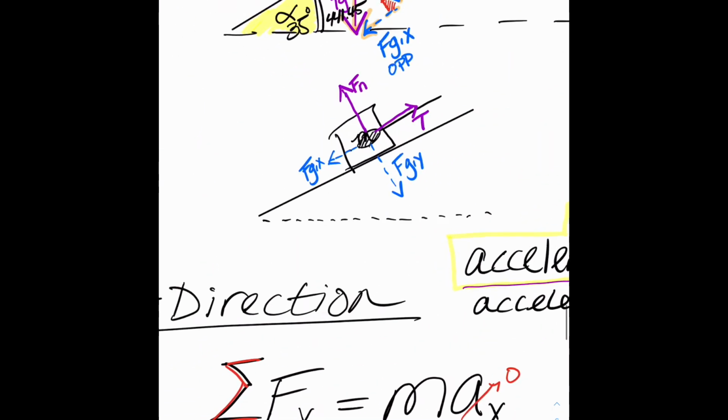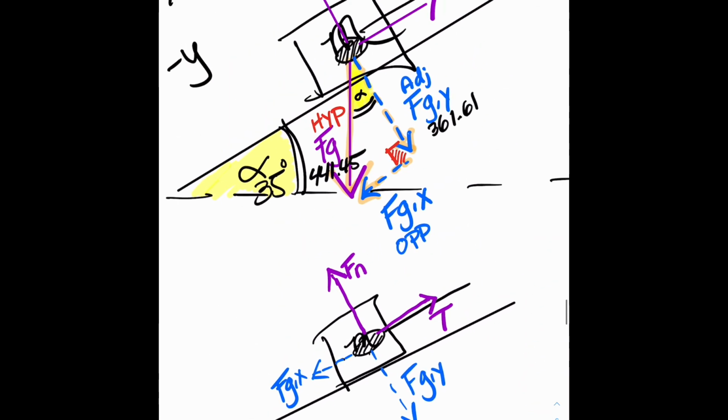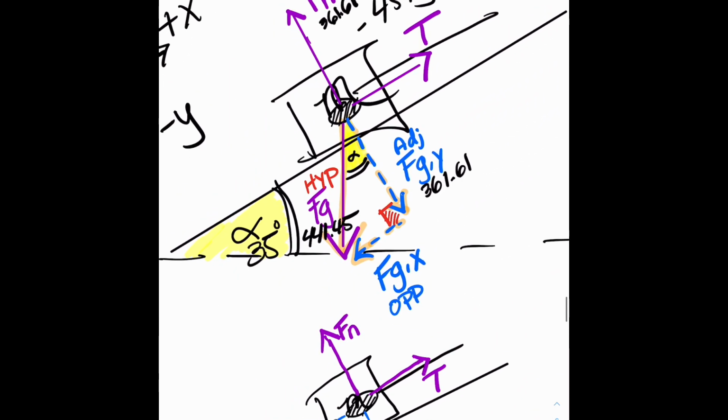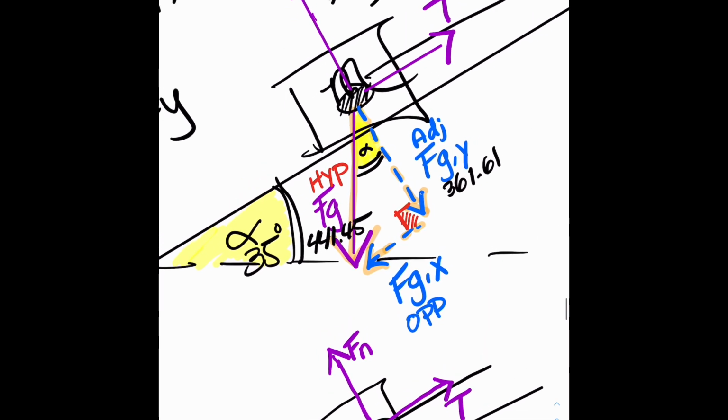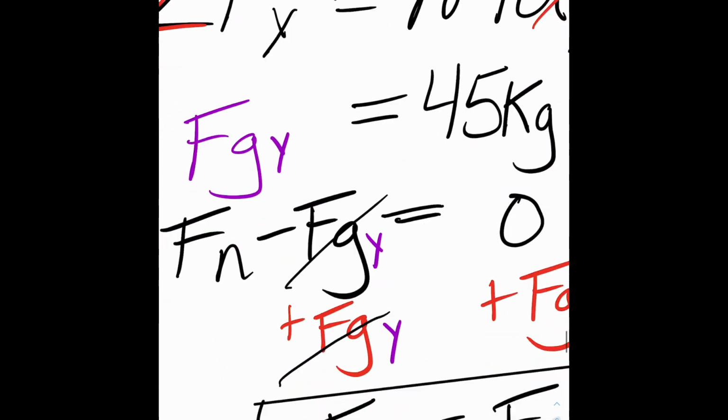So here we see FG of X hanging out here, but this isn't really going to help us right now. What is helpful is looking at this orange triangle. We can see that FG of X is opposite alpha in this orange triangle. So we can use sine alpha equals opposite over hypotenuse to solve for FG of X. Let's go ahead and write that down.